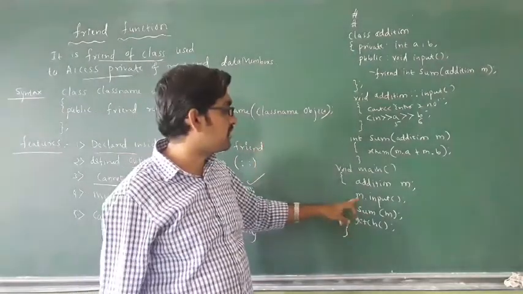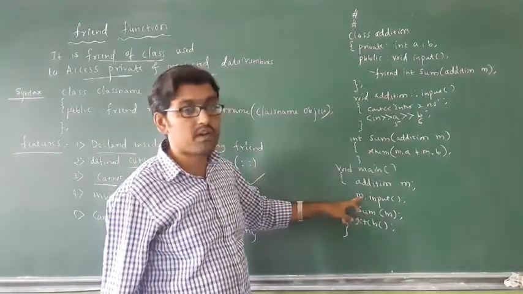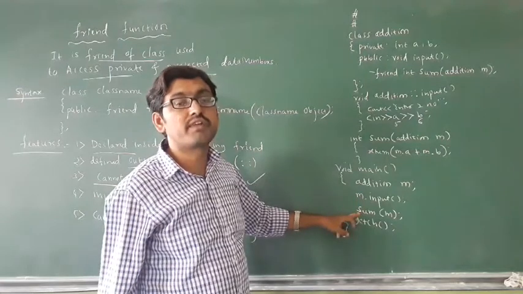11 will be displayed. I am using only two. This is for the normal function. This is nothing but a friend function.